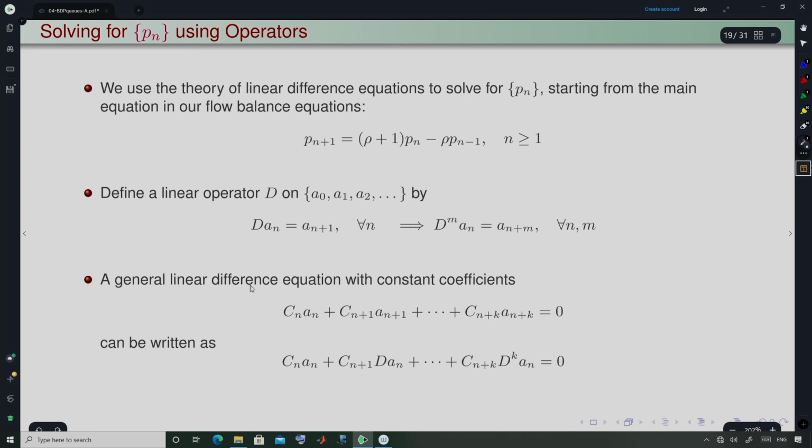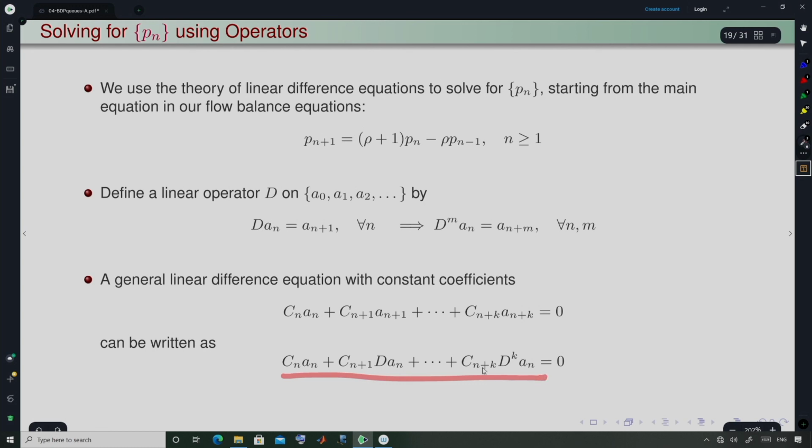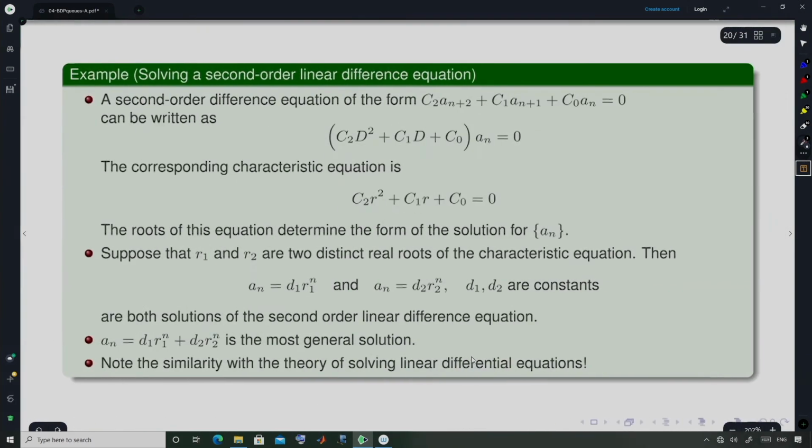If you use this operator in a general linear difference equation with constant coefficients, suppose I have Cn plus 1 and so on up to Cn plus k, which are all constants, and An plus 1 up to An plus k, where the sequence An is what I want to determine and it satisfies this linear difference equation. Then, using this operator, I can write An plus 1 as D An, and similarly An plus k as the operator D applied k times to An. Now, from this you can try to see how to solve.